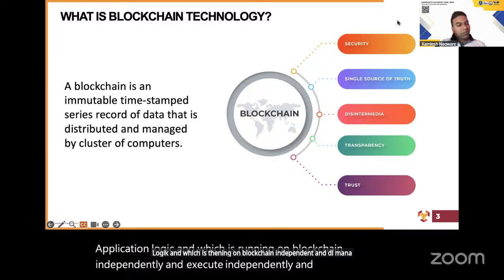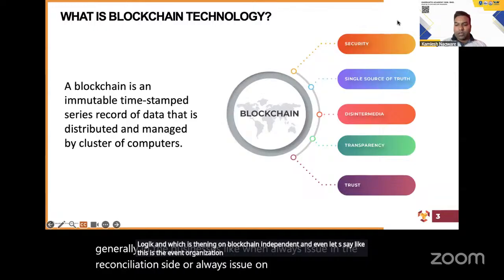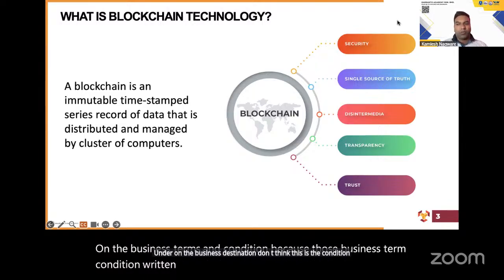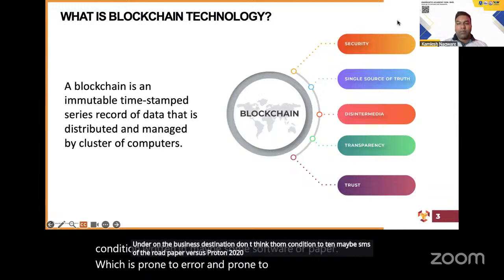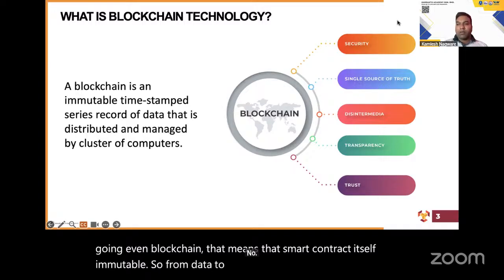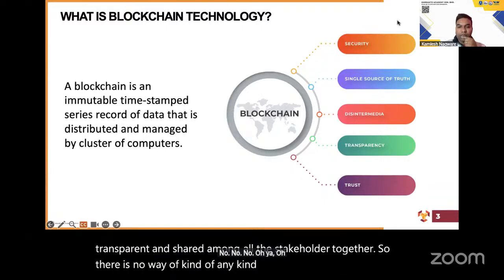Generally in businesses there are always issues on the reconciliation side, or issues with business terms and conditions, because those terms and conditions are written in some software or on paper, which is prone to error and manipulation. But when that same business contract is written as a smart contract on blockchain, the smart contract itself is immutable. So from data to business logic, everything is immutable, transparent, and shared among all the stakeholders together, so there is no way of any kind of issues.